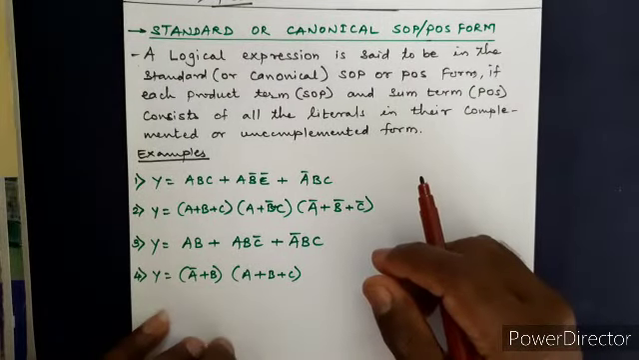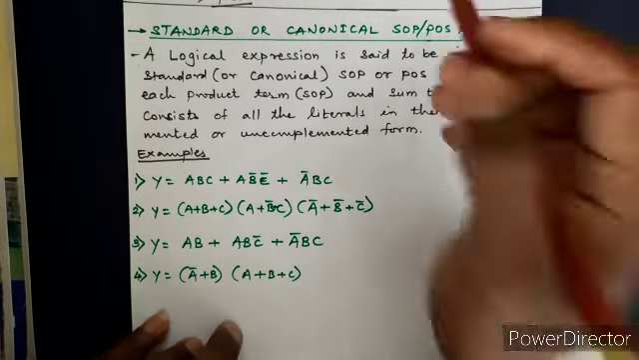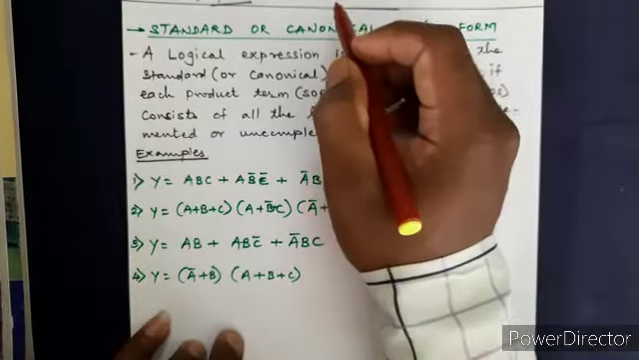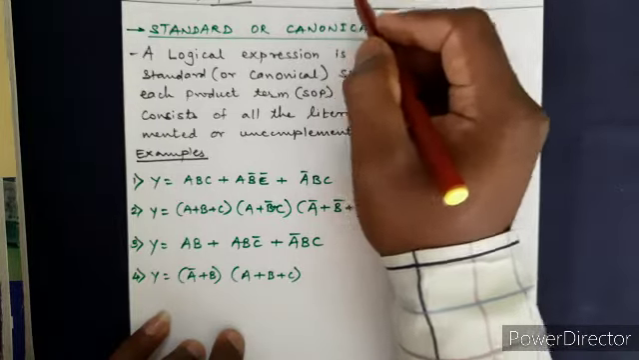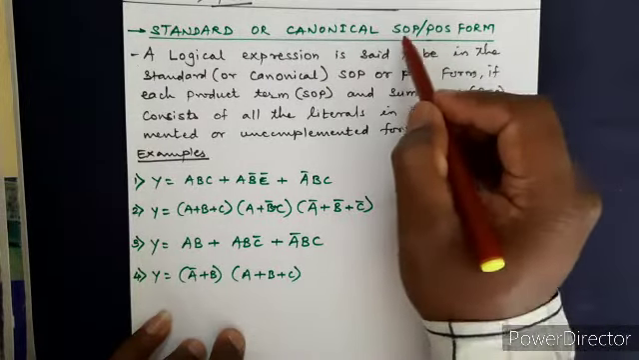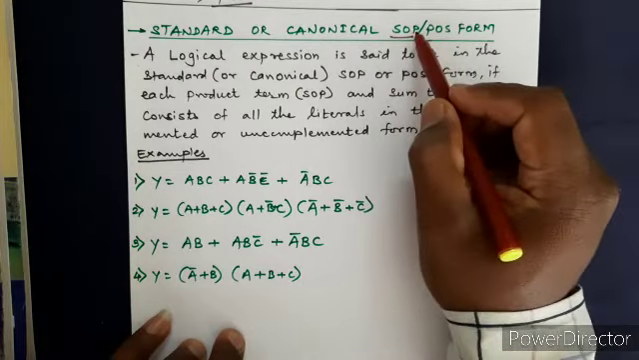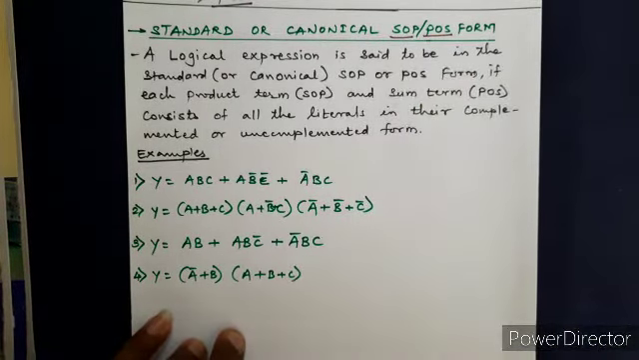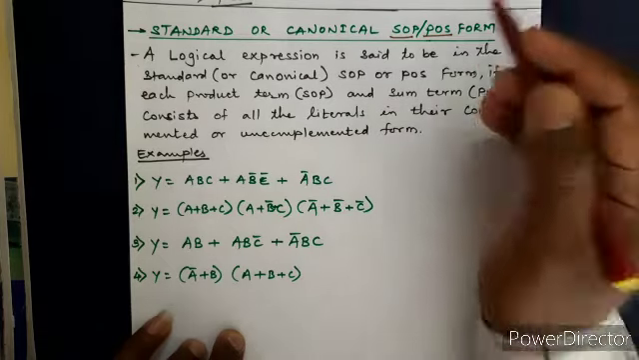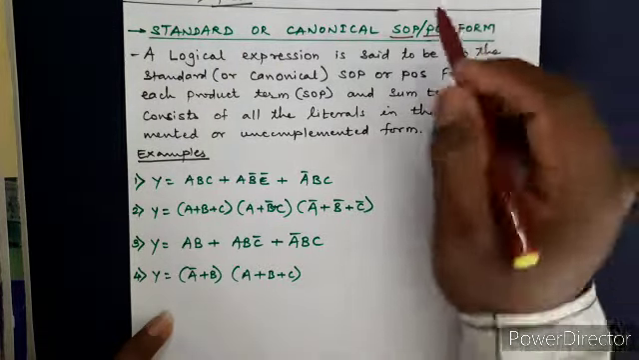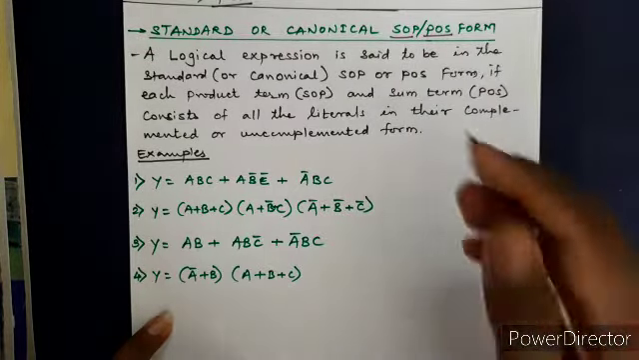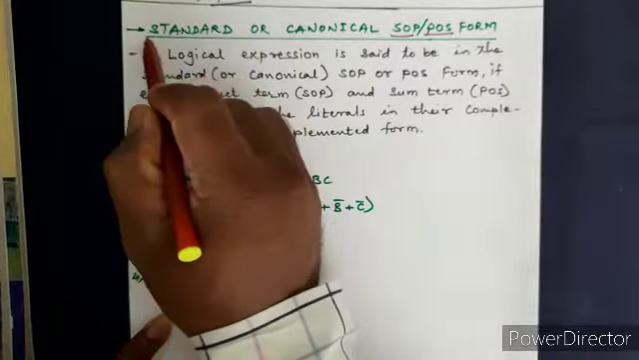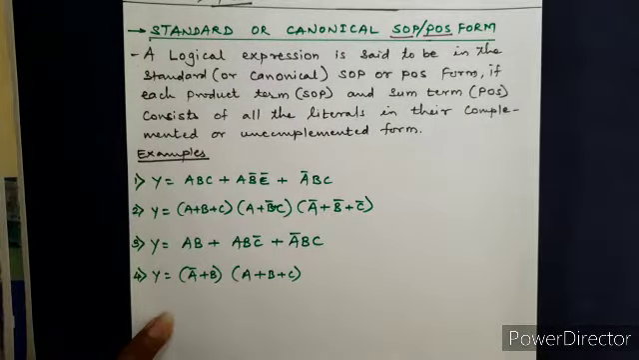So hello friends, in the last lecture we had discussed the form of logical expressions, right? It can be either SOP, sum of product form, or product of sum form, POS. One thing here we need to understand is that a given SOP equation can be present in the standard form or it can be in the non-standard form.